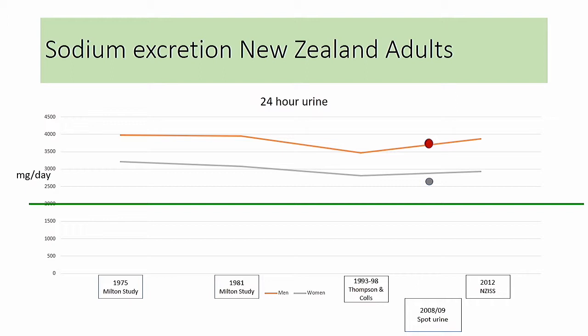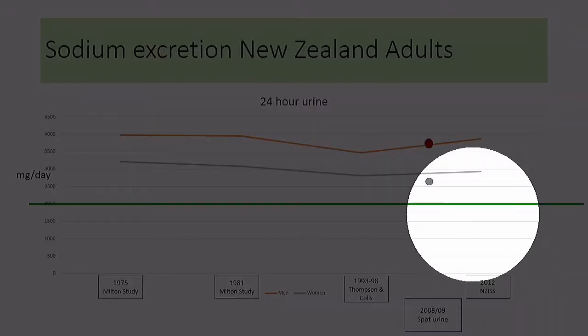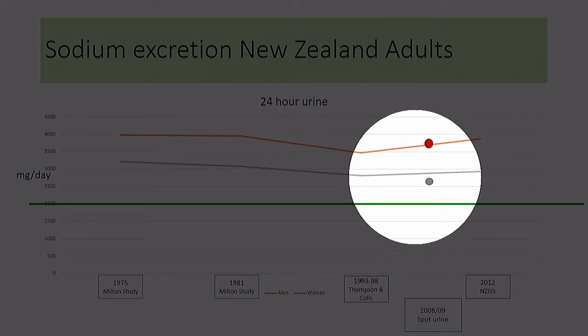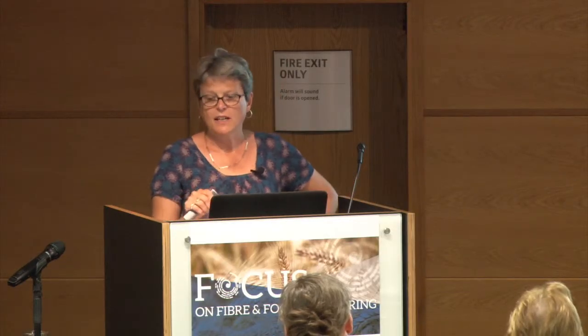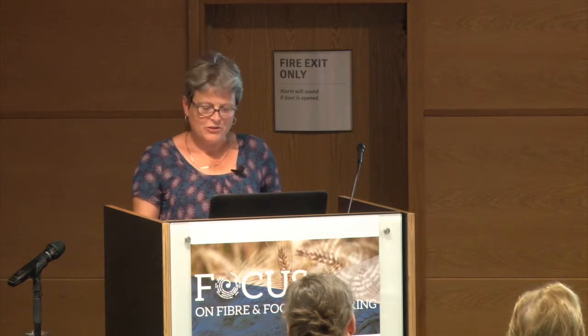But you can see that overall it looks like we haven't had any change in sodium excretion over the period. The dots here are estimates based on spot urine and the Intersalt formulae, taken from spot urines collected in the 2008-2009 Adult Nutrition Survey. They actually don't look too bad when we're just looking at the mean intake, and hopefully we'll get some updates on those in the next couple of weeks. I know the Ministry has done this again, and I'm looking forward to seeing those results.